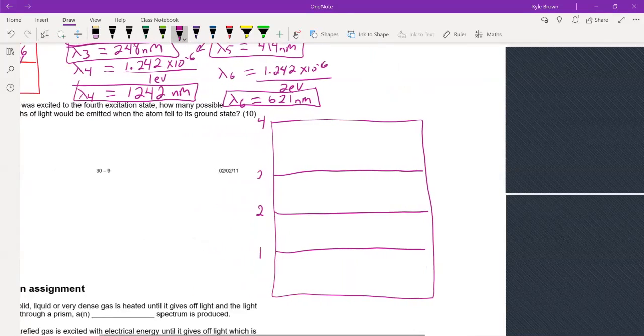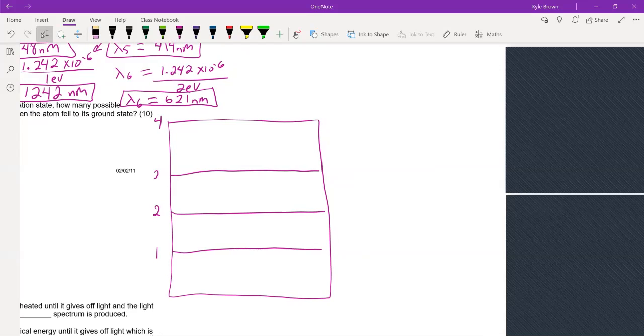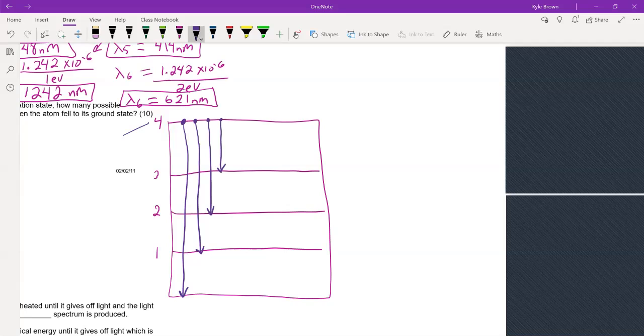So it said how many possible could be emitted, right? So emitted means that it could, it's that Plinko thing, right? It could land on any one of them in between. So we got to try to figure out all of them. So try to find the best kind of pattern you can to get them all. This is what I would do, is I would start maybe at the top and say, okay, what could this do? Well, it could go all the way down. It could go down to number one. It could go down to number two. And it could go down to number three. Okay, so I got four accounted for, right? So those would be all the ways that if it was sitting up on the fourth excitation level, all the ways that it could drop down, okay?